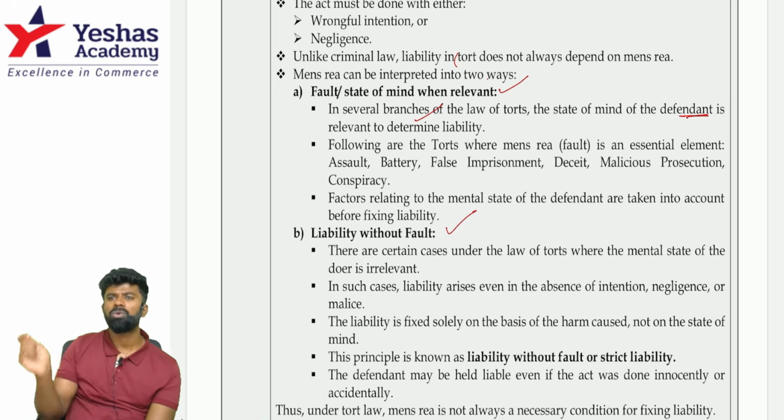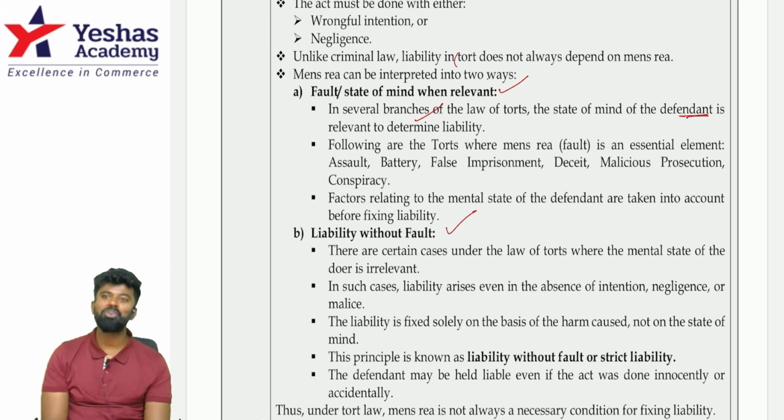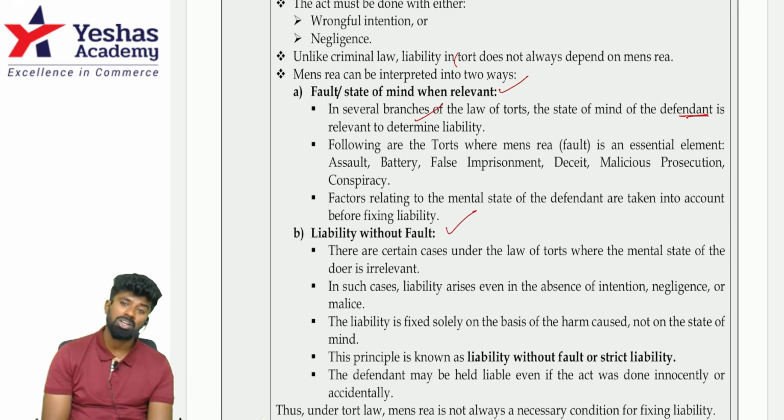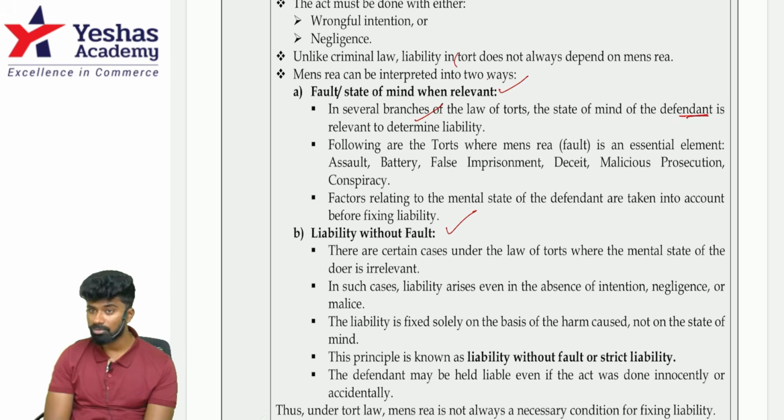If you locked someone in a washroom, deliberately, is it a tort? Do you have mens rea here? Now what if you thought nobody was in the washroom and locked it and came away? Is it a tort?